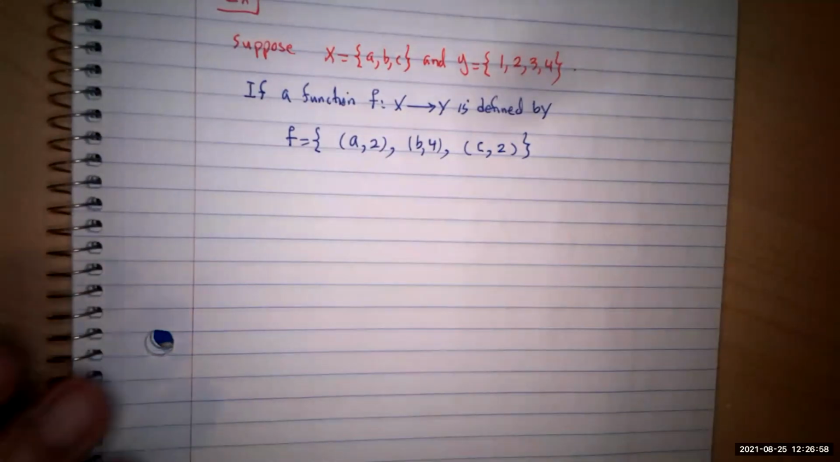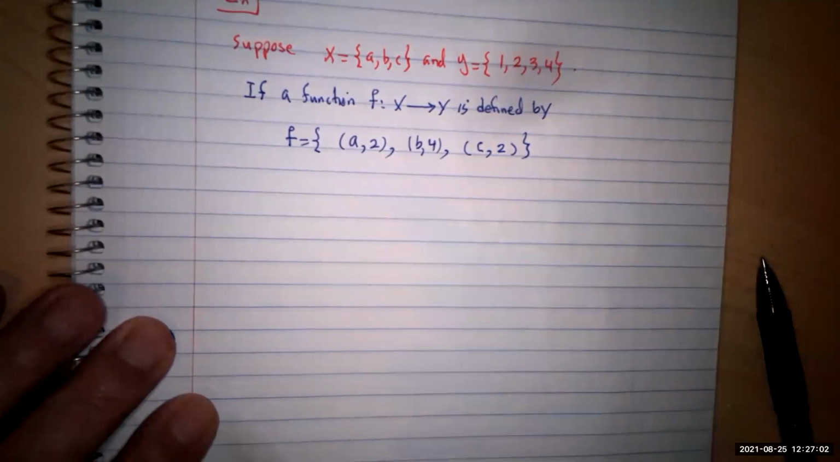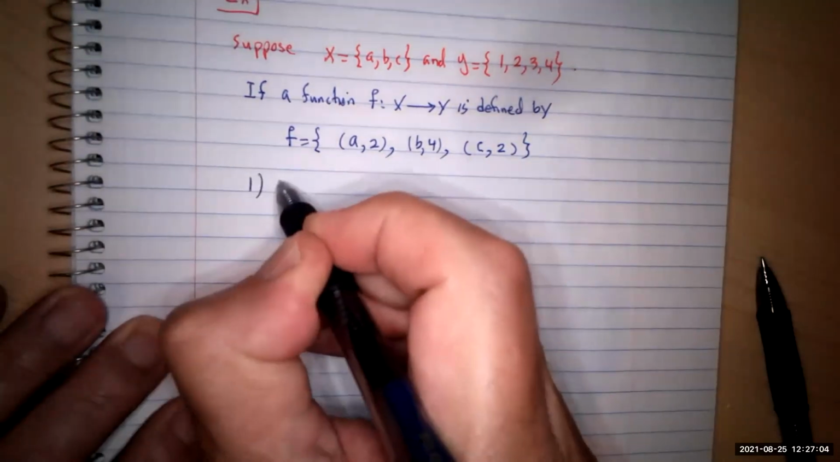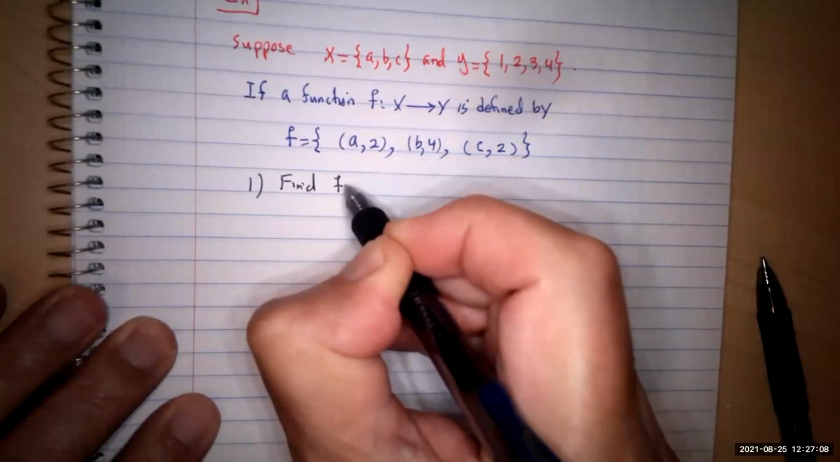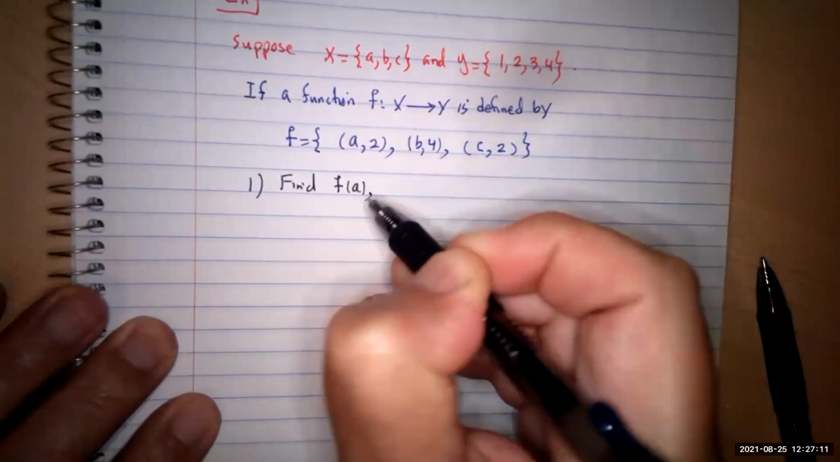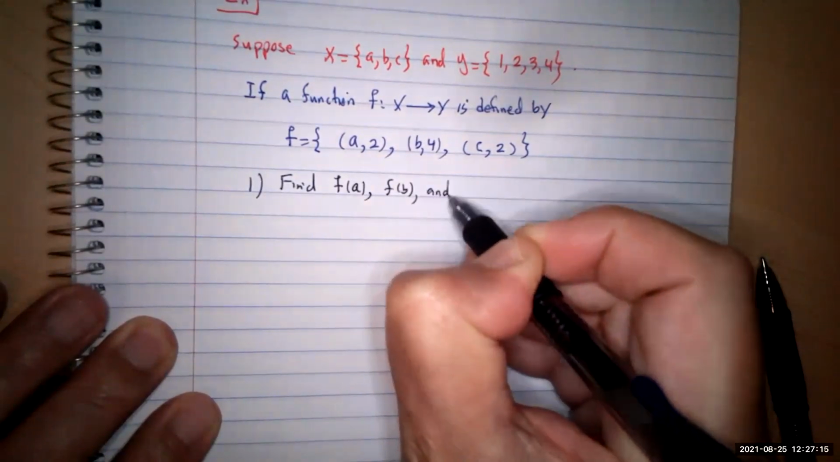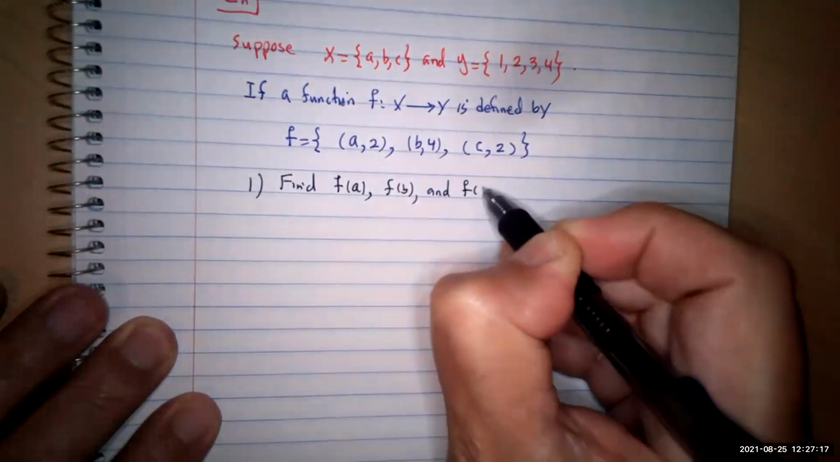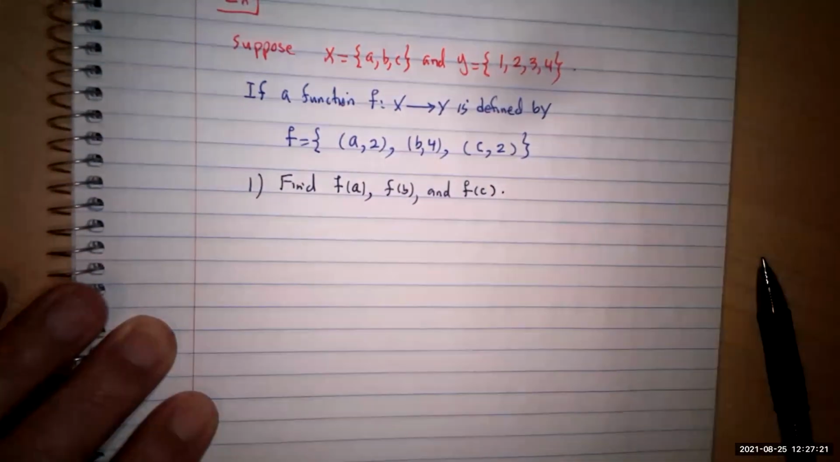Then they ask you the following question. The first part, they ask you to find f of a, f of b, and f of c, the outputs. Okay, that's the first part.